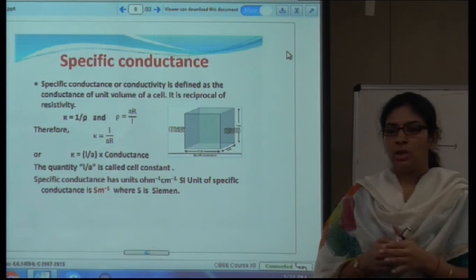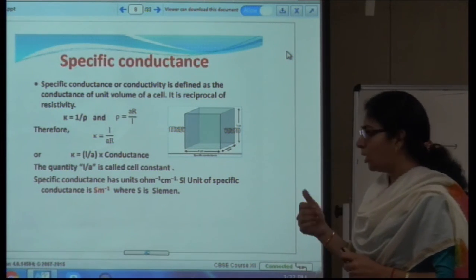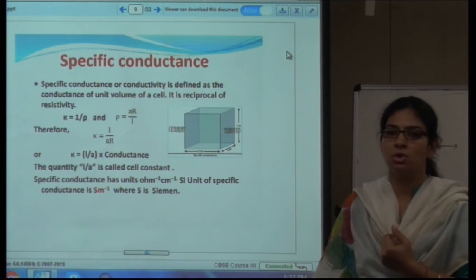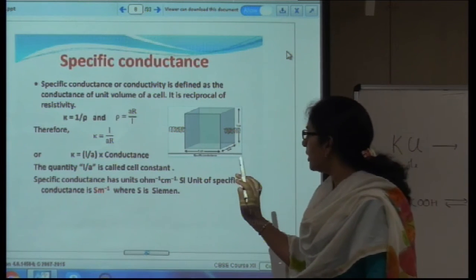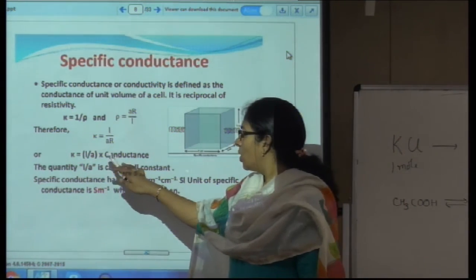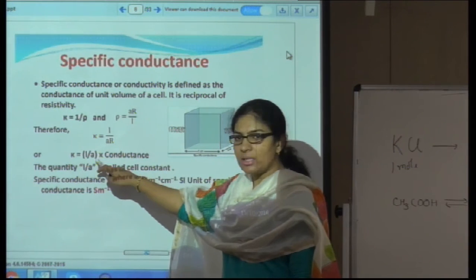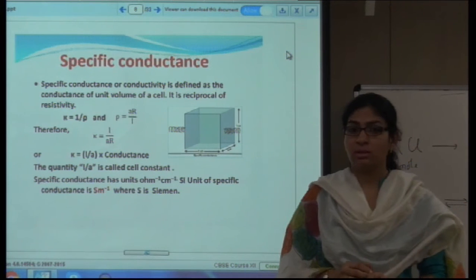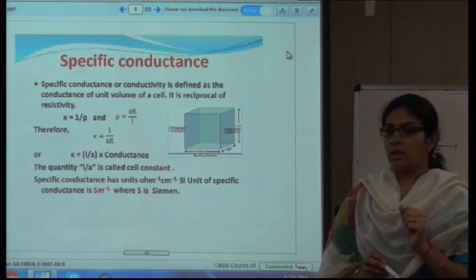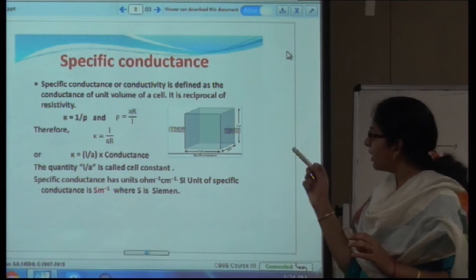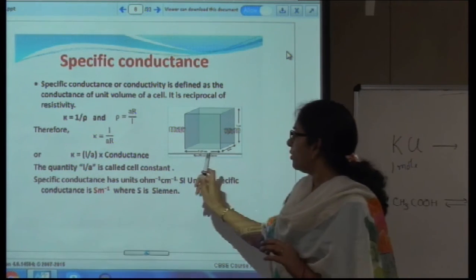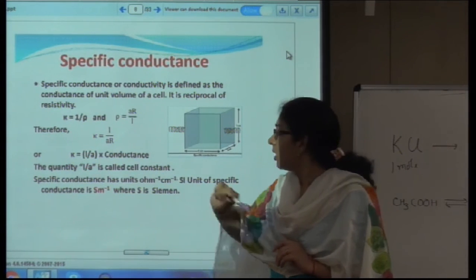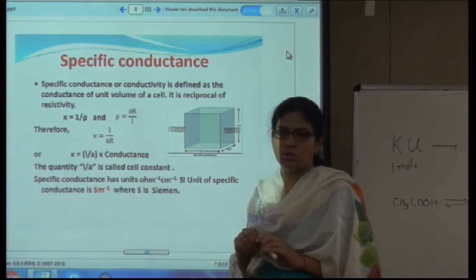There are different ways to measure cell constant also. In fact, an experiment is there. So how do you get this quantity, specific conductance? You have this constant value of cell constant and measure the conductance of the solution, and you get the specific conductance. I told you that conductance is very easy to measure, but the cell constant is not very easy to measure.